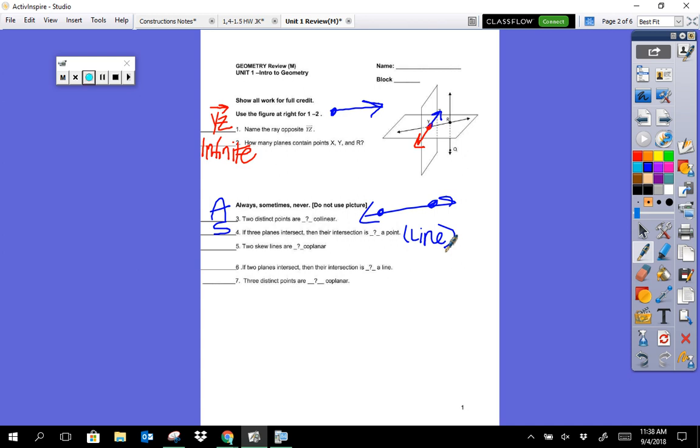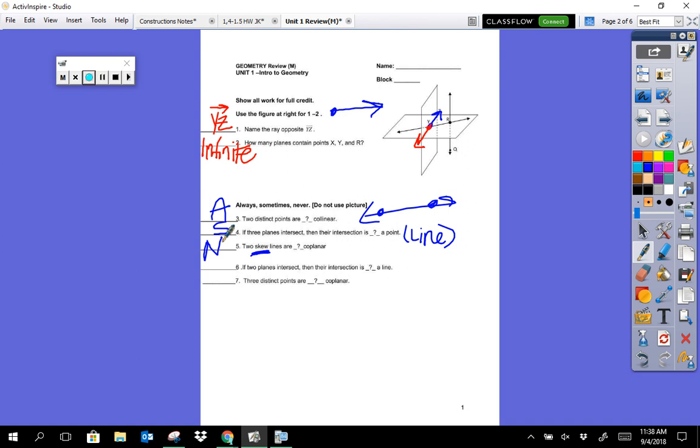Number 5, 2 skew lines are blank coplanar. Just a reminder about what skew means. That means they're not parallel and they do not intersect, which means they are non-coplanar. They're not on the same plane. So that one's going to be never. 2 skew lines are never coplanar. They're never going to be on the same plane.